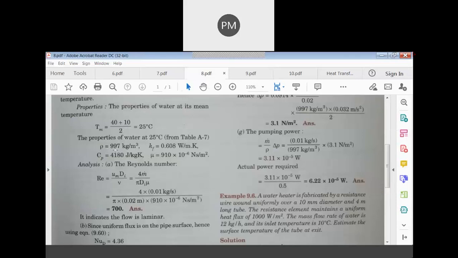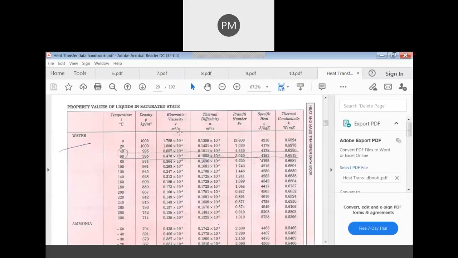The values are: rho is 997 kg per meter cube, thermal conductivity is 0.608 watt per meter Kelvin, Cp is 4180 joules per kg Kelvin, and dynamic viscosity is 910 times 10 to the power of minus 6. In the data handbook they have not given dynamic viscosity. How will you obtain it? Kinematic viscosity is dynamic viscosity divided by rho, so dynamic viscosity is kinematic viscosity multiplied by density. That's all.